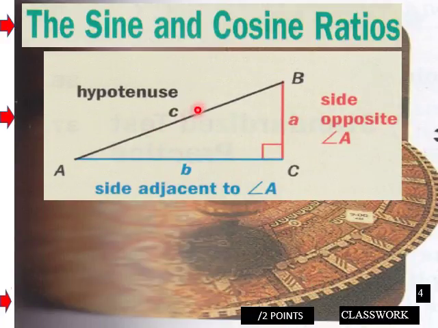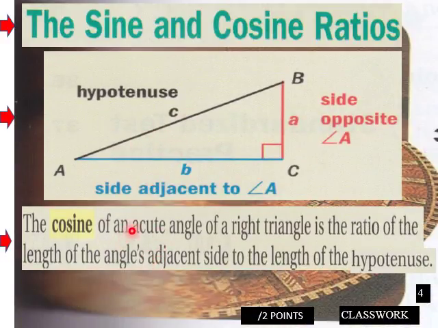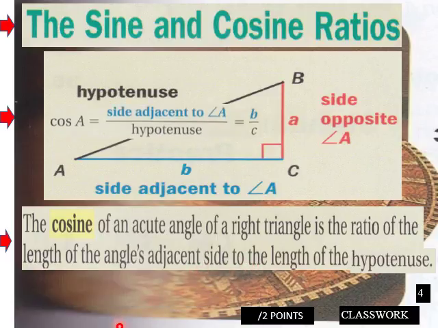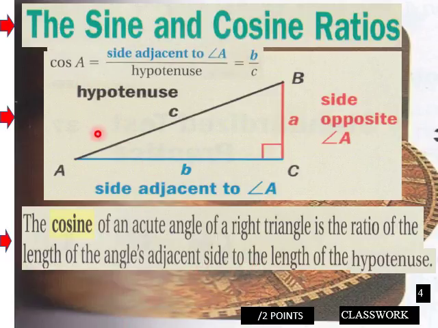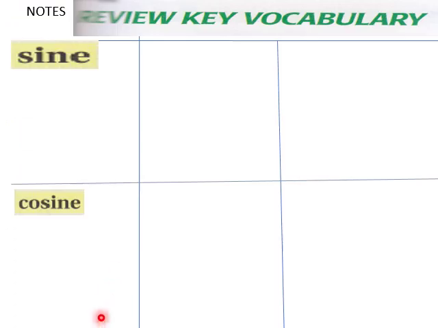And now we're going to do cosine. The cosine of an acute angle of a right triangle is the ratio of the length of the angle's adjacent side to the length of the hypotenuse. So cosine A here would be B over C. It would be the adjacent side, not the opposite, over C here.